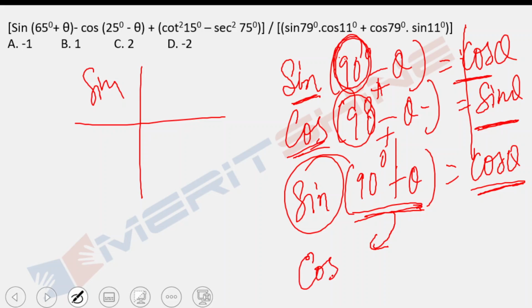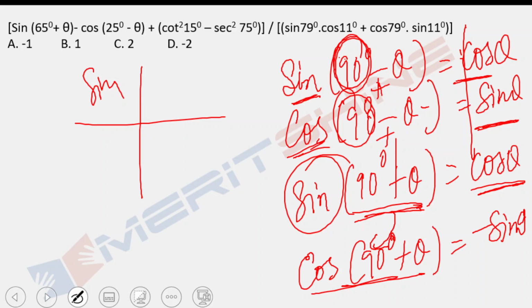But if it had been cos 90 degree plus theta, then it would have been minus sin theta. Why? Because cos in the second quadrant is negative, so a negative value would come, but the absolute value would be the same as sin theta. Okay, right? This is the concept behind it. So we can convert any function of sine to cos by this method.